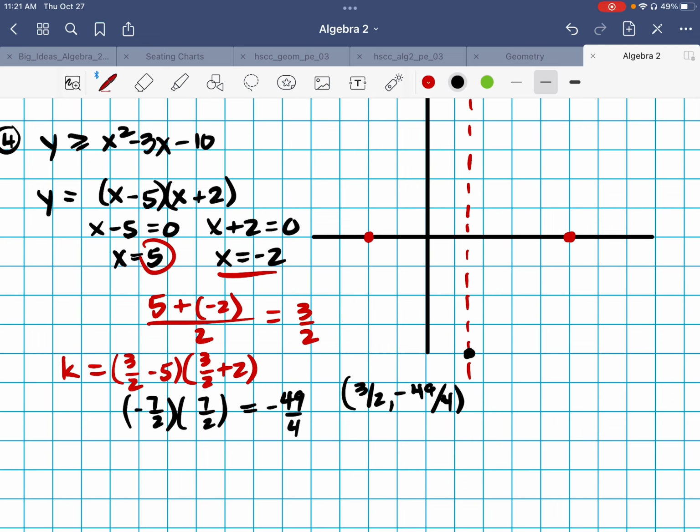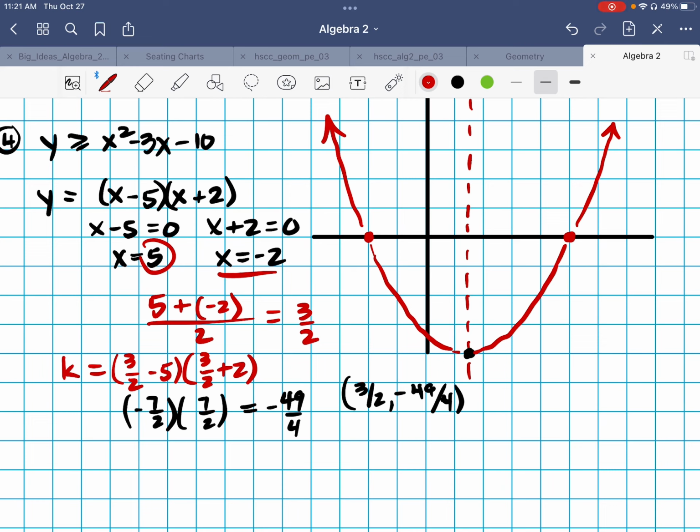Next, we take a look at our inequality, and it tells us that we want to make sure we do a solid parabola. So we graph a solid parabola, making sure not to do the dotted one. So we get the solid parabola. It's like you're filling in the line. That's going to be an important idea in the upcoming section. So we're filling in the line so that there are no dotted or dashed regions.